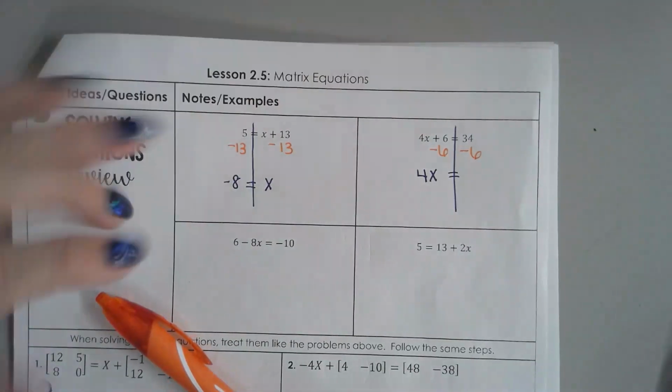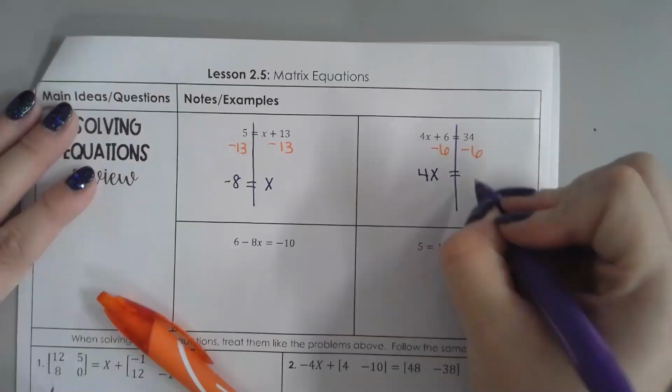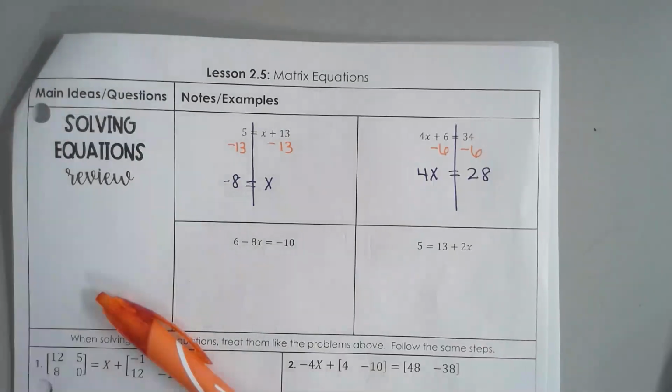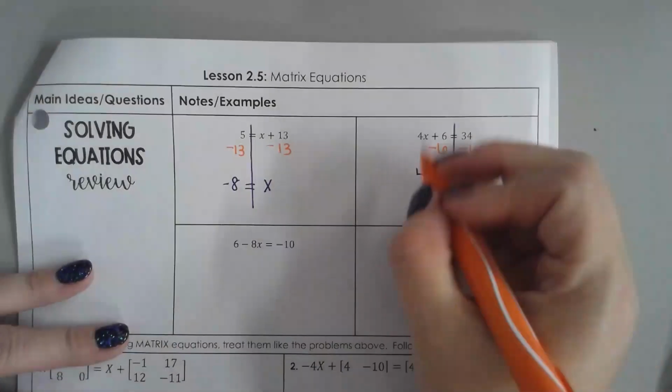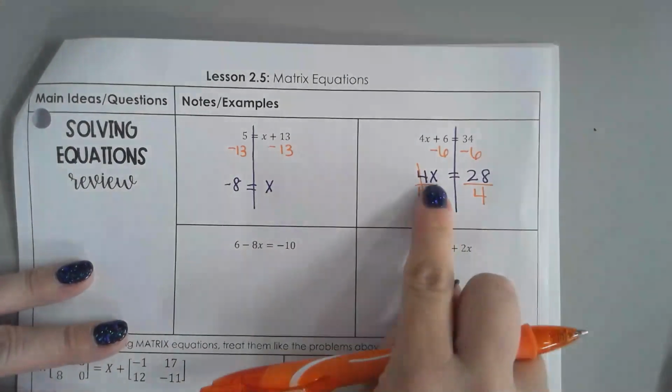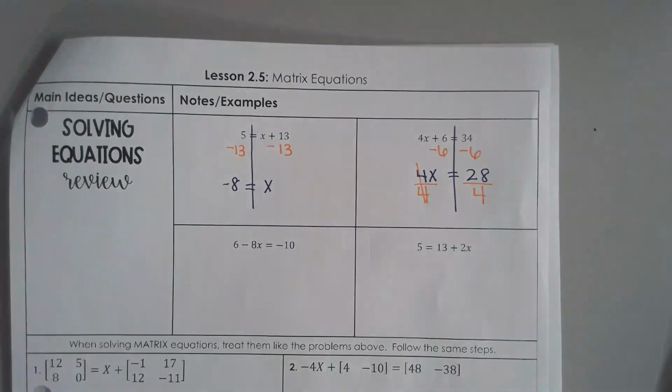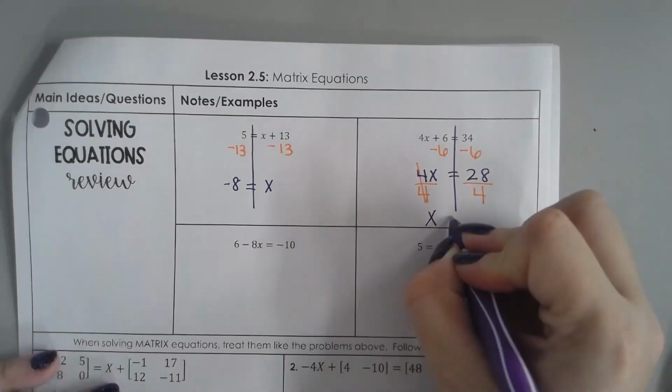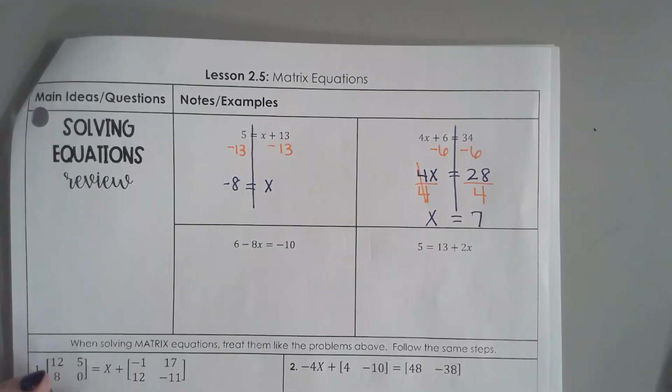4x equals 28. And then the number that's with your variable, you divide both sides by that number, leaving the x over here by itself. And you get x equals 7.